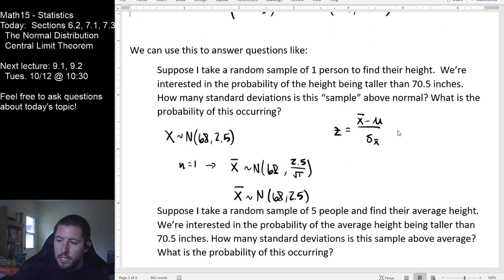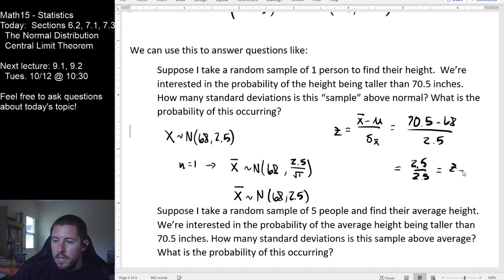So in this case, and notice again, I'm doing the trivial example, 70.5 minus 68, 70.5, not 7.5. 70.5 minus 68 over the 2.5, that's our standard deviation. We're just getting 2.5 over 2.5, and that's giving me a z of 1. So what I want to know is the probability of being taller than 70.5 inches. That's the probability that z is greater than 1, which we have just learned we want to rewrite as 1 minus the probability that z is less than 1.